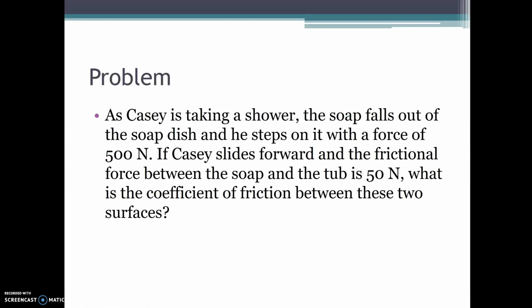Another question for you is, Casey's taking a shower, the soap falls out of the soap dish, and he steps on it with a force of 500 newtons. If Casey slides forward and the frictional force between the soap and the tub is 50 newtons, what is the coefficient of friction between these two surfaces?